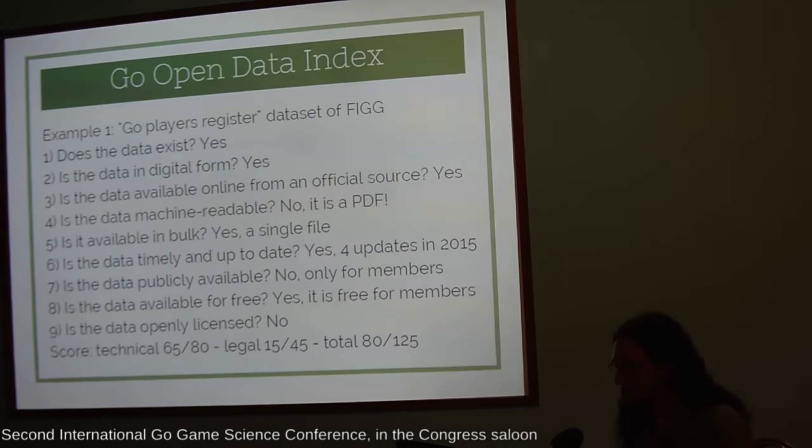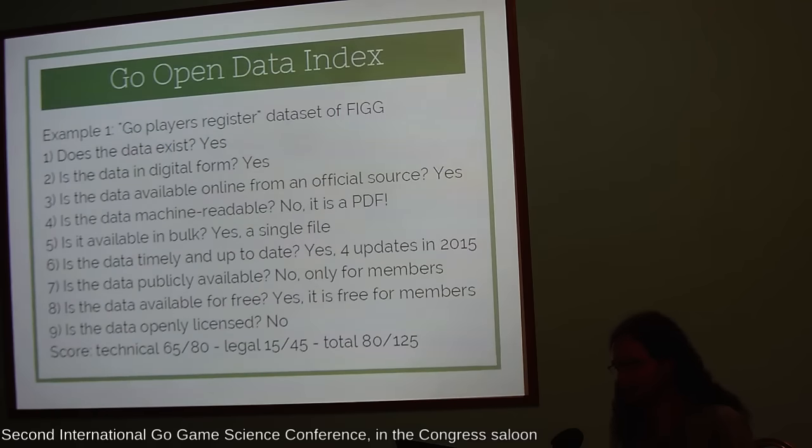For example, let's say we want to contribute for the FIGG, the Italian Confederation, and we want to help the project. We will choose the Go Player register. We want to contribute. So we say, does the data exist? Of course, I am Italian, so I know where to look. I can answer. So the data exists. Is it in digital form? Yes. Is it available online? Yes.